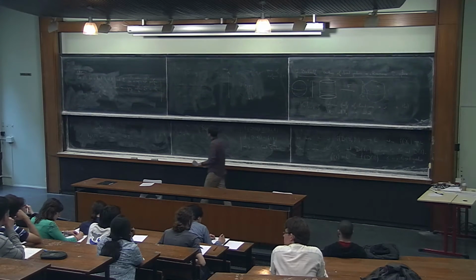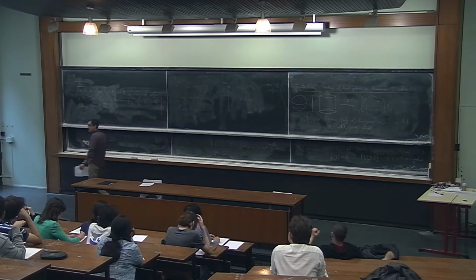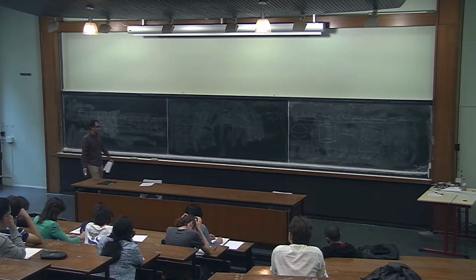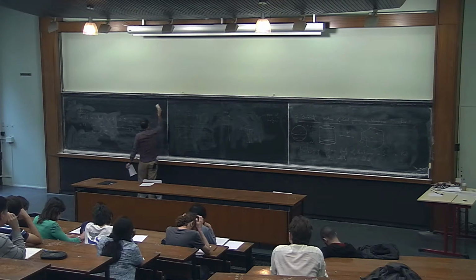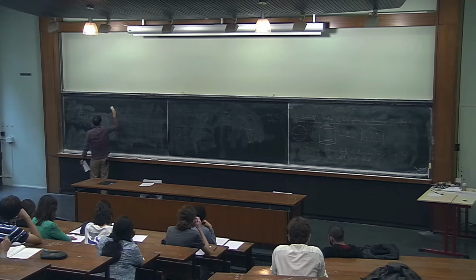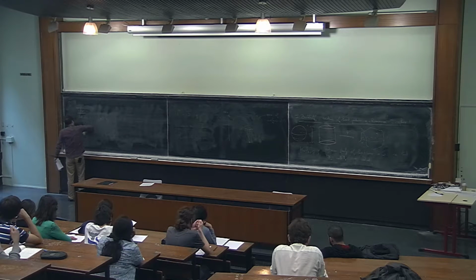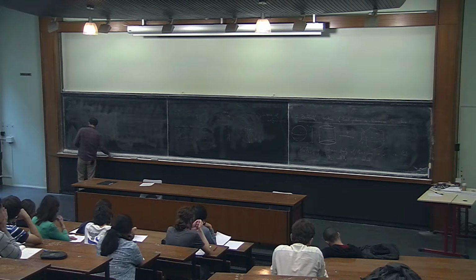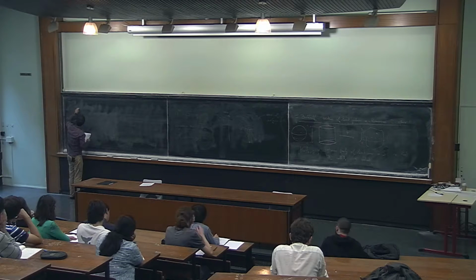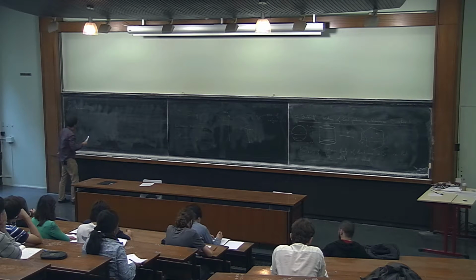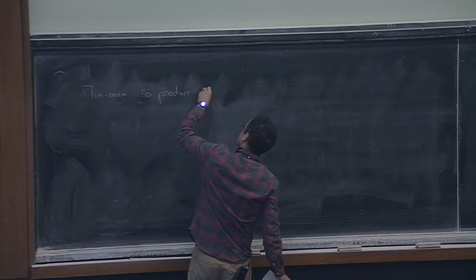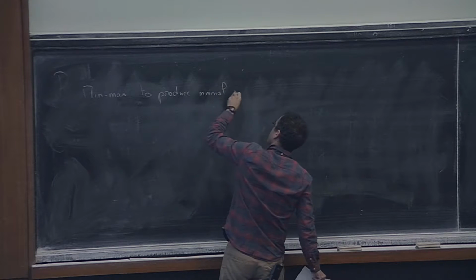So I will not enter into the idea of the proof, but I will say something about some of the difficulties. And I will state mainly one theorem. But the basic idea is exactly the same as the one of Birkhoff. So this is the second step. Min-max theory to produce minimal surfaces.